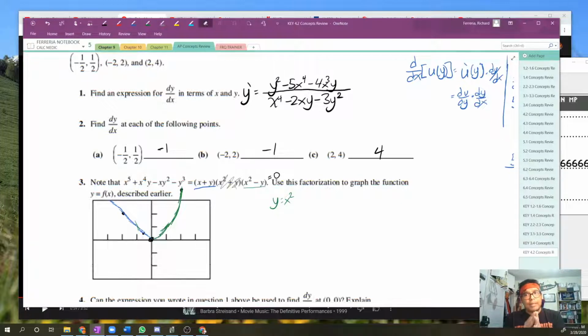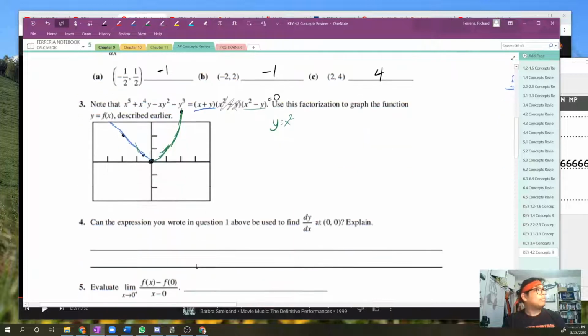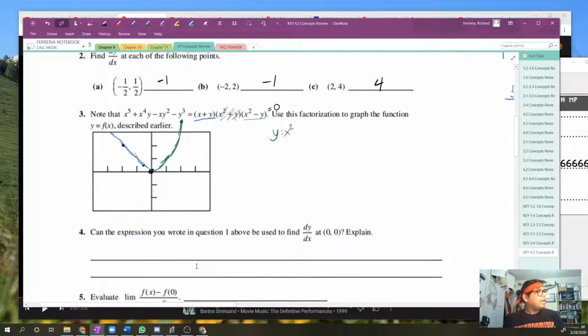This wouldn't have been possible unless we had a couple of different initial values to help us along here. All right? Let's look at number 4. Can the expression you wrote in number 1 be used to define or to find dy/dx at x equals 0? And that answer is a big fat no, because we would get a 0 denominator.